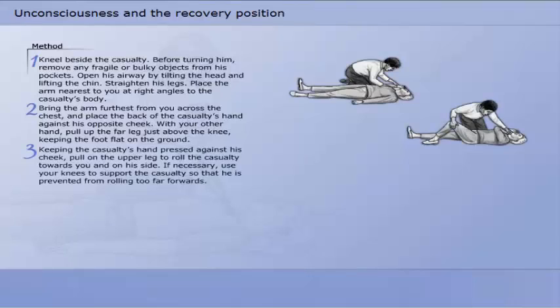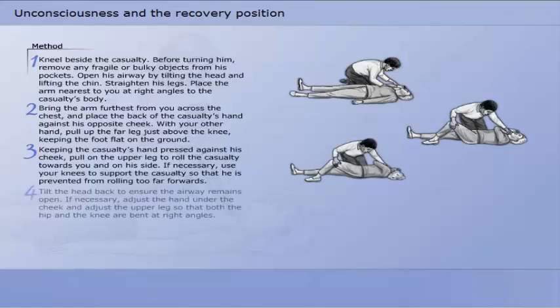Keeping the casualty's hand pressed against his cheek, pull on the upper leg to roll the casualty towards you and on his side. If necessary, use your knees to support the casualty so that he is prevented from rolling too far forwards. Tilt the head back to ensure the airway remains open. If necessary, adjust the hand under the cheek and adjust the upper leg so that both the hip and the knee are bent at right angles.